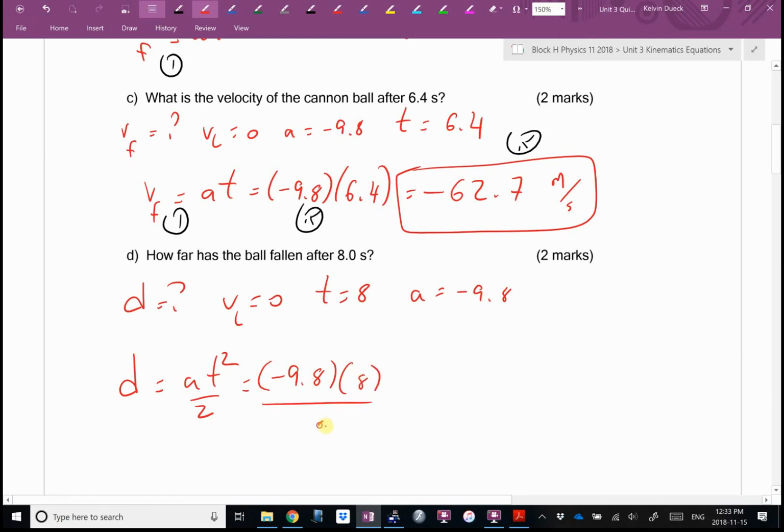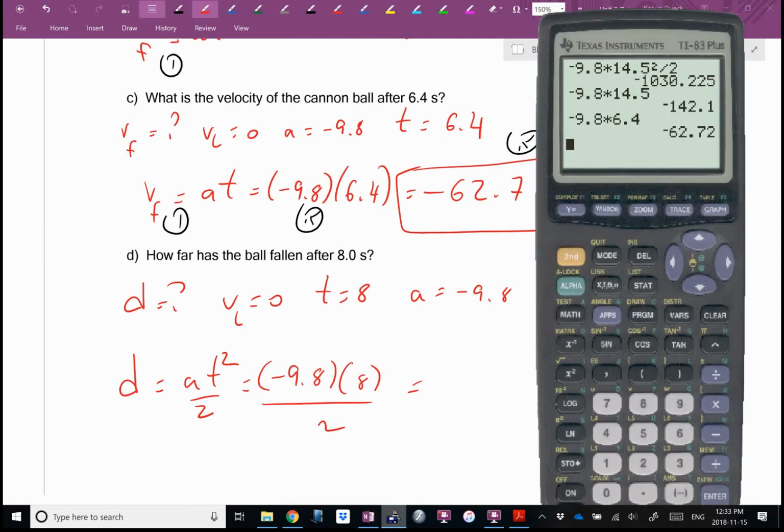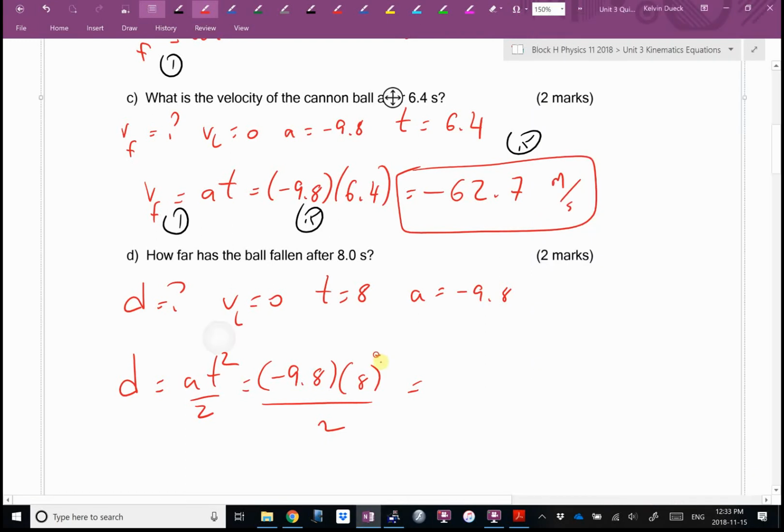8 over 2. I might be able to do that in my head, because 8 over 2 is 4. Negative 9.8 times 2 is 19.6... 39, negative 39.6, is that right? Am I wrong? Maybe I'm wrong.